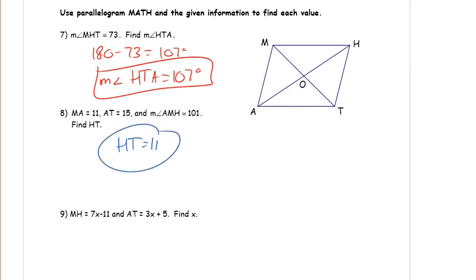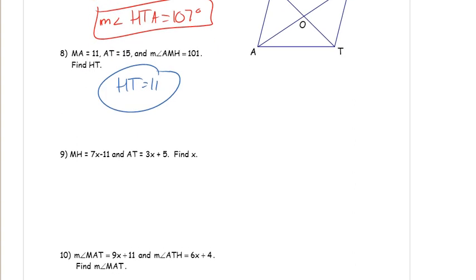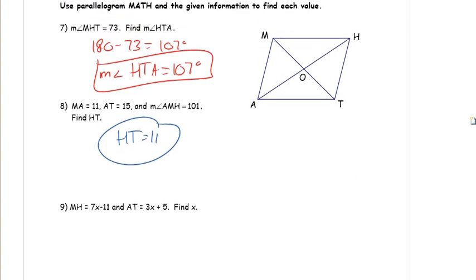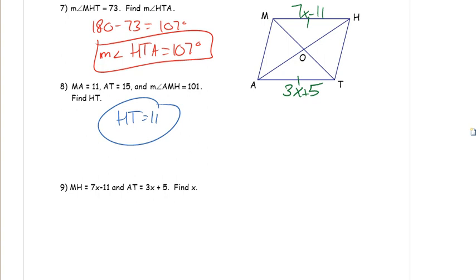I'm going to erase again and set up one last problem. Actually, I guess I have two more down there. If MH is 7x minus 11, and AT is 3x plus 5. Well, again, given it's a parallelogram, we know that these two are congruent to each other. So set up and solve for x. I will give you guys a couple seconds to get it started, maybe pause it, and then work through this one with me.